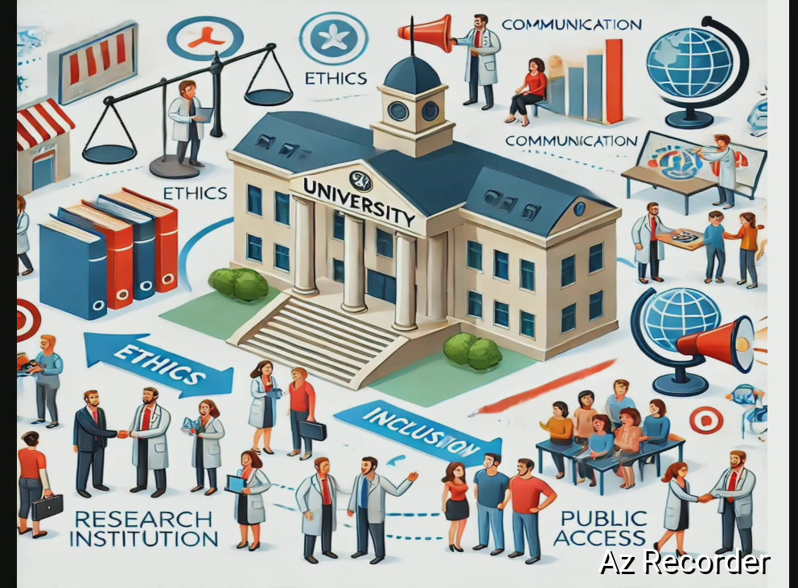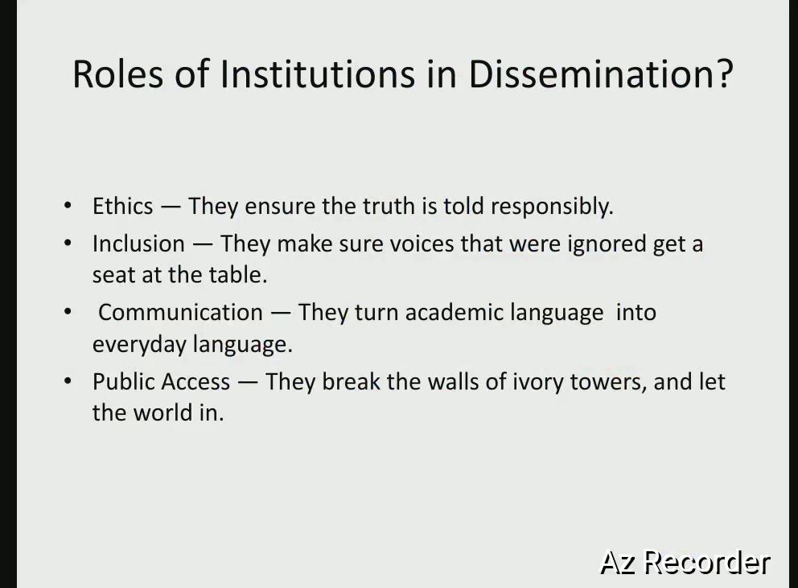Now look at the picture. What do you think? This cartoon may look playful, but it tells a very strict truth, which is that institutions are the heart of making research meaningful. Because research dissemination is a shared responsibility between universities, institutions and researchers. So now let's see the roles of institutions in dissemination.